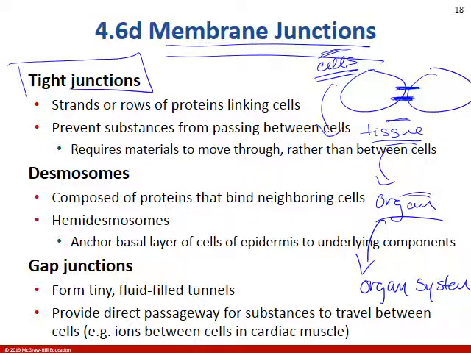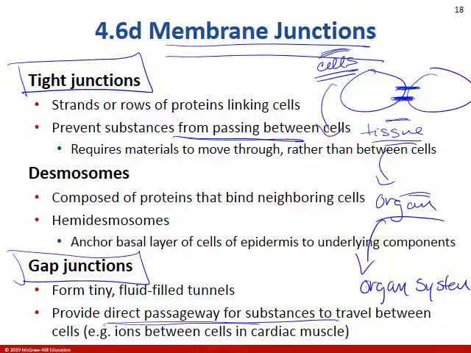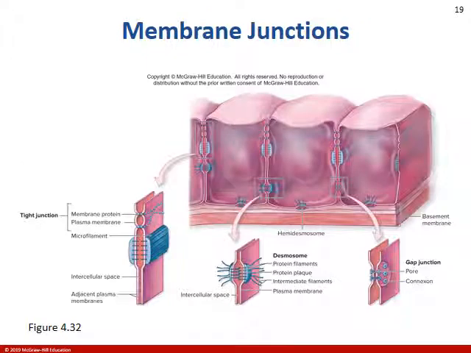Do we want a tight junction where nothing can pass between them? Do we want a gap junction where we provide a direct passageway for substances to travel? Or do we want desmosomes, which are more like anchors? Here's the figure from your textbook, and it gives you an example of each of these junctions.